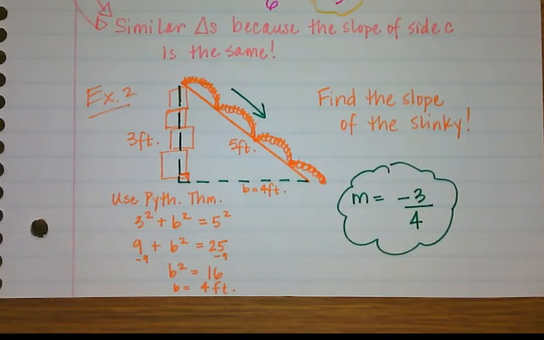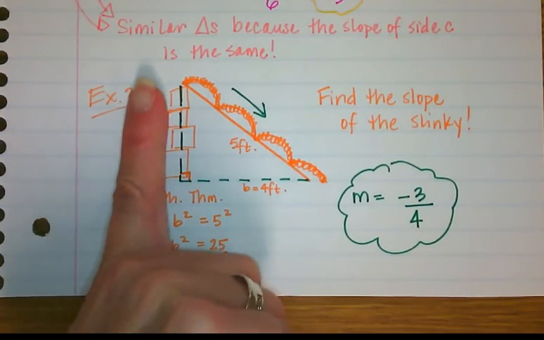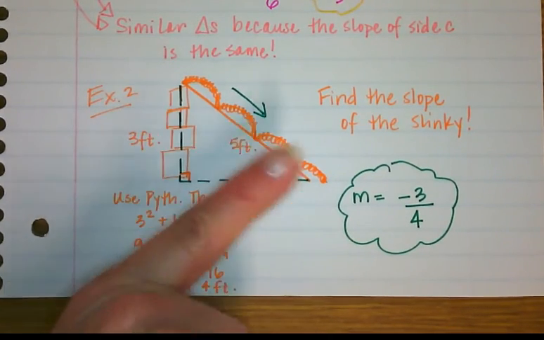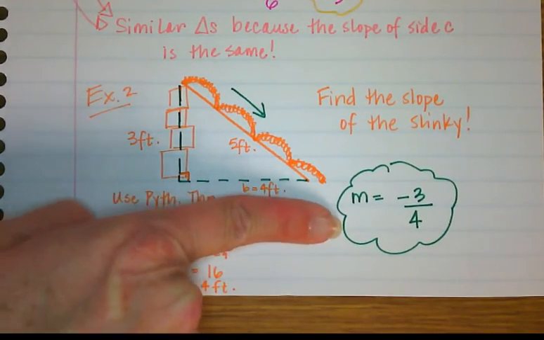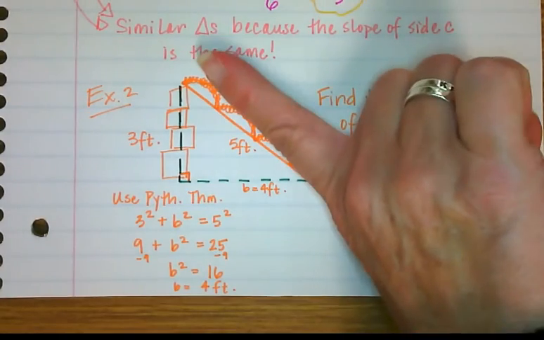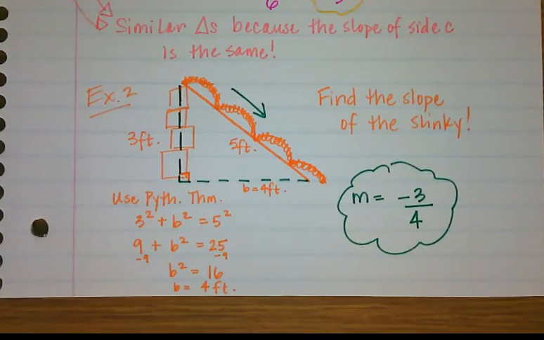So main point here is that you're going to be dealing with right triangles, and in order for triangles to be similar, they have to have the same slope on their hypotenuse. So we don't worry about the slope of a horizontal or vertical line because we know those slopes. What we're trying to figure out is the slope of the diagonal line.